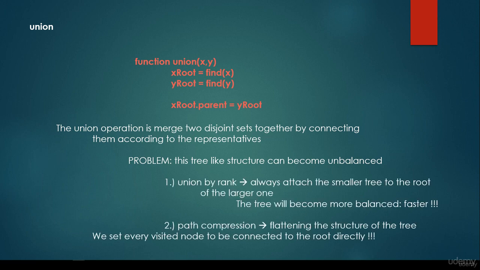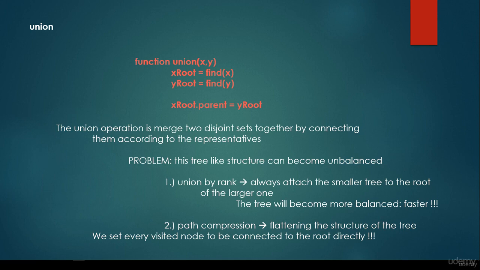So we have several options. For example, the union by rank. So we always attach the smaller tree to the root of the larger tree. So the tree will become more balanced, and that's why the operations will be faster. What kind of operations? For example, the find operation. Then the second option is the path compression. We usually use both of these solutions at the same time, so union by rank plus path compression. Basically, this path compression is flattening the structure of the tree. We set every visited node to be connected to the root node directly. Why is it good?